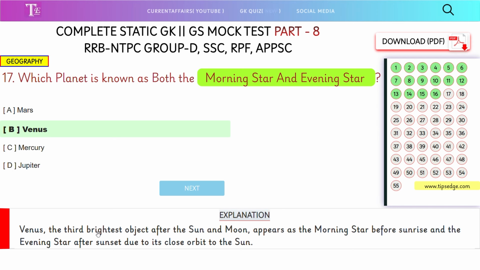Venus, the third brightest object after the Sun and Moon, appears as the morning star before sunrise and the evening star after sunset due to its close orbit to the Sun.